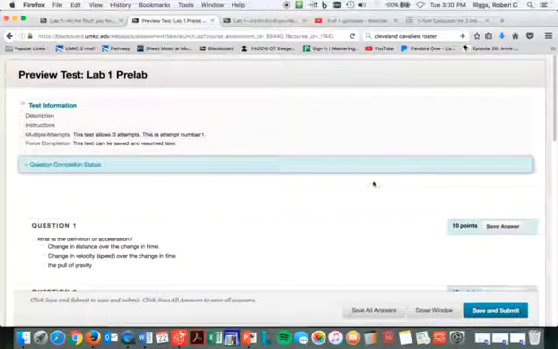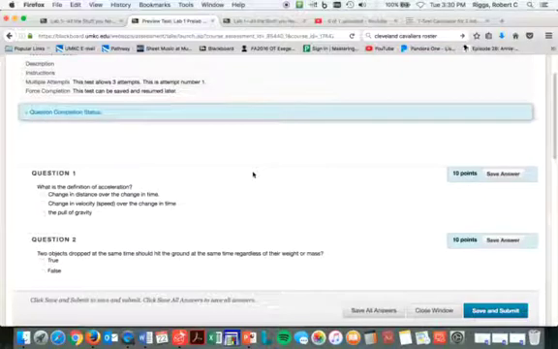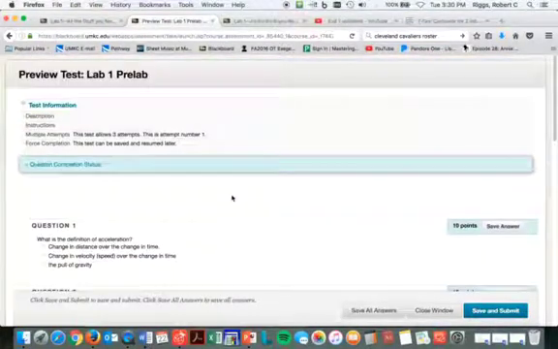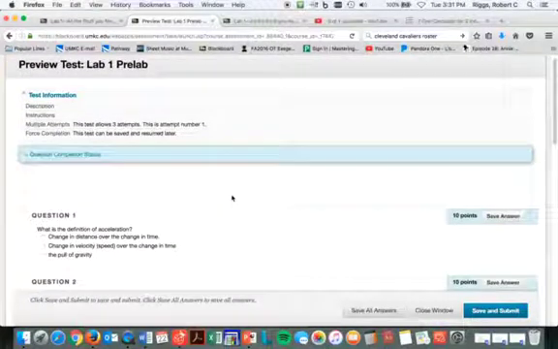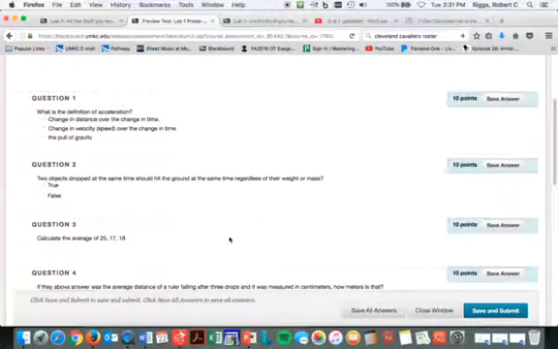All right, so here we go. This test allows you 3 attempts. This is attempt number 1. It asks here, what is the definition of acceleration? Well, we just went through that, right? Then question 2. There's 11 questions, I think. Two objects are dropped at the same time, regardless of their weight or mass. They should hit the ground at the same time. Is that true or false?